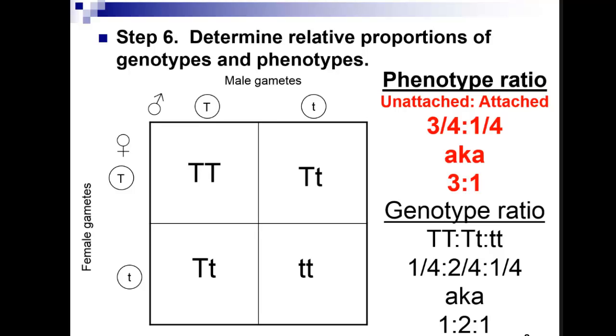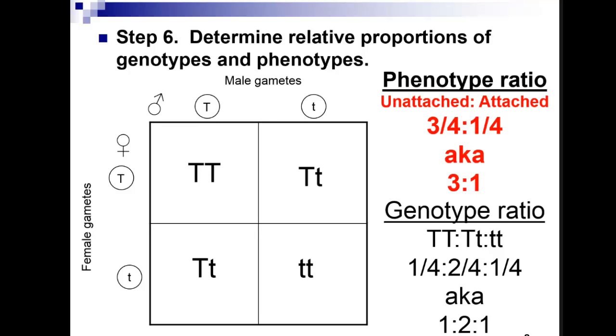Step 6. Now, in order to answer the original question, you will need to determine the chances of having a child with unattached earlobes. This means you need to determine the phenotypic ratio. This is the number of times that you see the unattached earlobe phenotype in the Punnett square. In this example, homozygous dominant or heterozygous means the child will have unattached earlobes. This is seen 3 times out of 4 in the Punnett square. So the phenotypic ratio is 3 out of 4 or 75%.